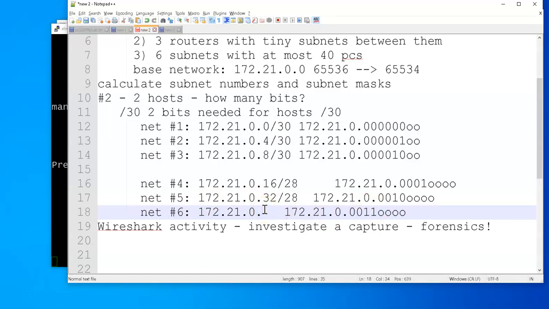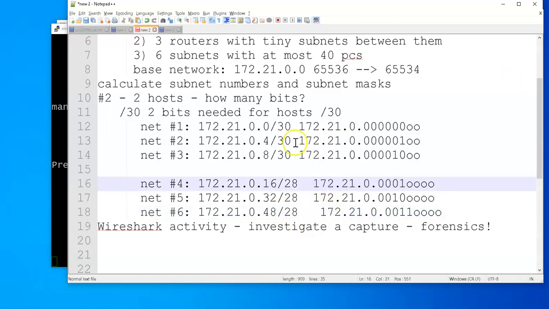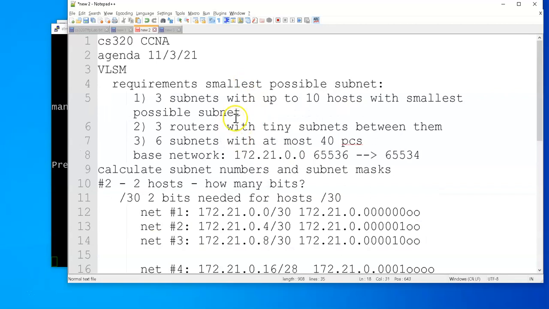And the clue here too is, hey, we went up by 16. So once you see the sequence, oh yeah, it's going to go up by another 16. That's another way to look at it: if they're the same size as the previous one, once I get the first 2, then it's just the same number between. Just like we did with 4, it's just going up by 4 each time for the next subnet. So those are my 3 subnets with up to 10 hosts.